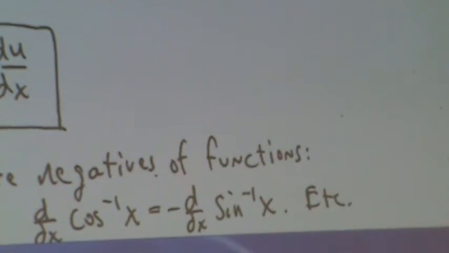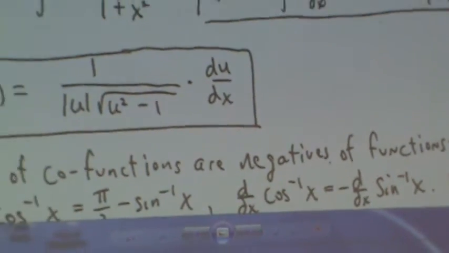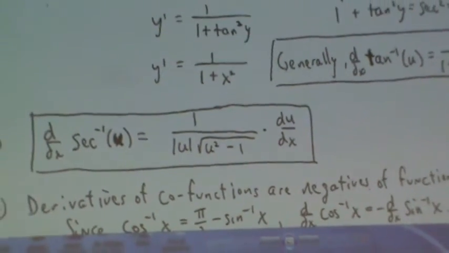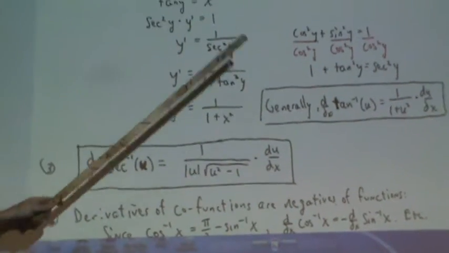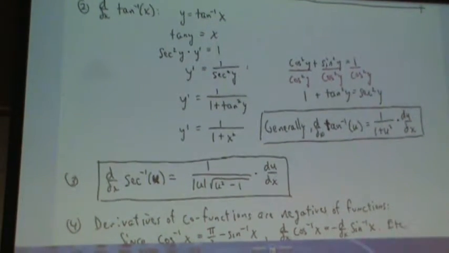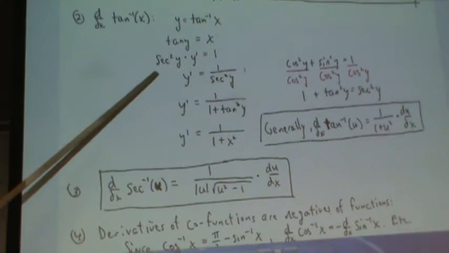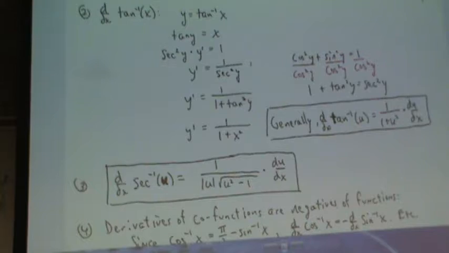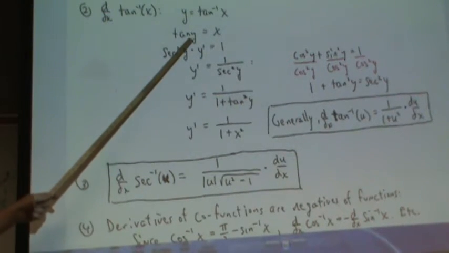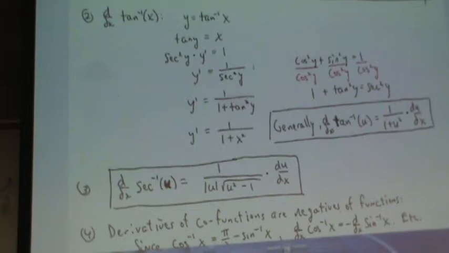Here we go. Derivative of the inverse tangent of x. I got y equals the inverse tangent of x, which means tangent y equals x. When I take the derivative of both sides of the equation, I get secant squared y times y prime equals 1. I have to sprout that y prime because that's an implicit derivative. Then I solve for y prime, I get 1 over secant squared.